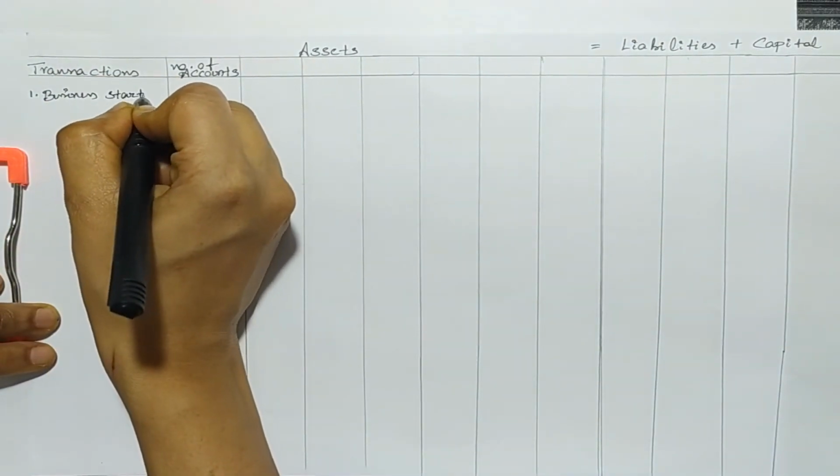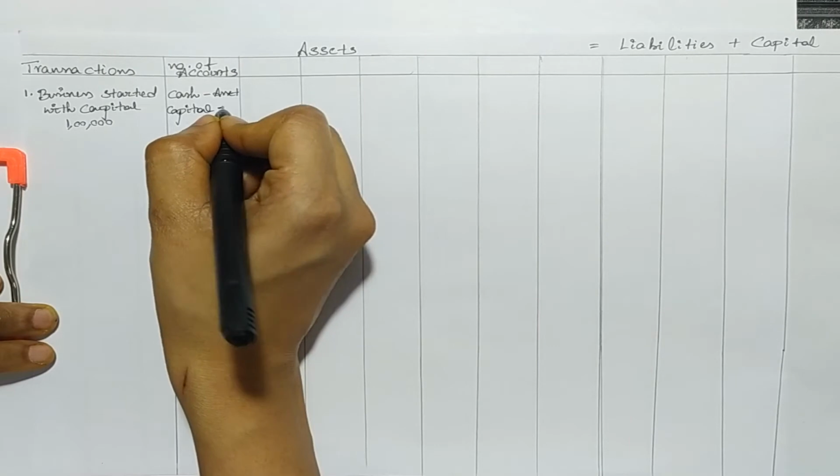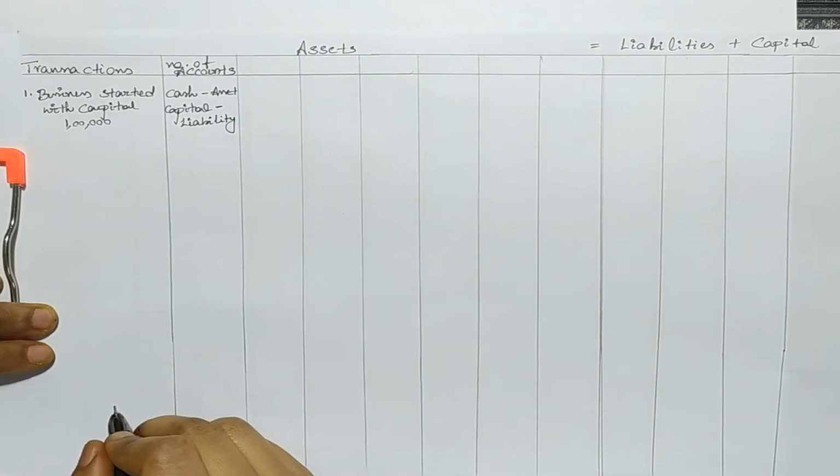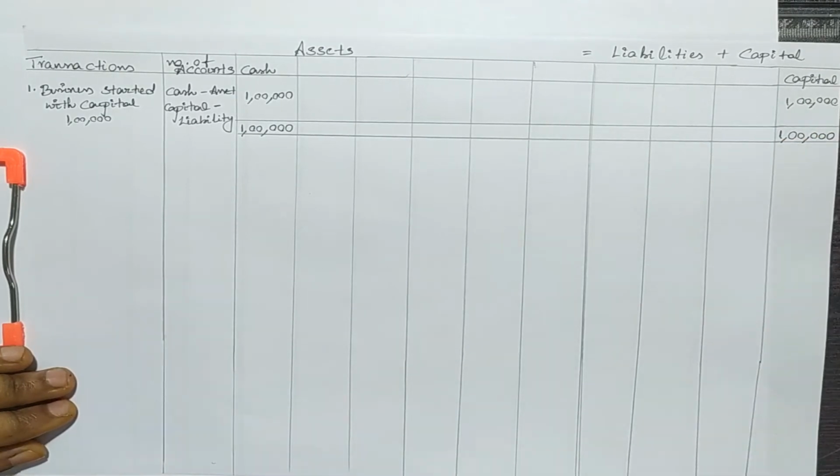Our first transaction is business started with a capital of 1 lakh. This transaction affects two accounts, that is cash as well as capital. Cash is an asset and capital is a liability. Even though capital is invested by the proprietor, we consider capital as a liability because as per the business entity concept, the owner is different from the business. That is the reason we consider opening cash as well as capital, 1 lakh under cash and 1 lakh under capital. So both assets and liabilities plus capital are matching with each other.